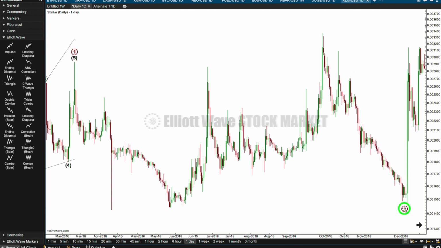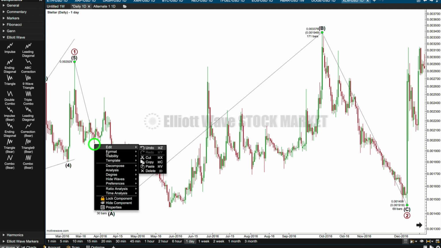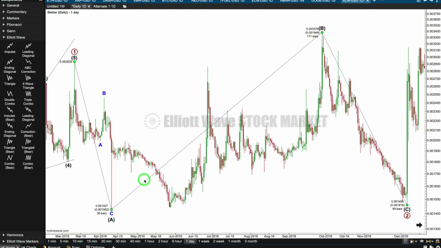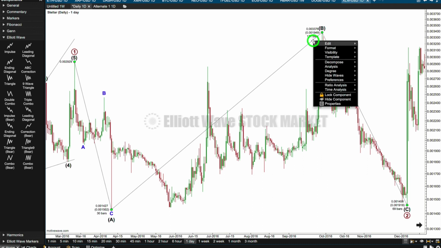2 looks like an expanded flat. That's a really common corrective structure. A looks like a 3, possibly a double zigzag. Is this the low? 0.001443. No. Put A there, so that's a zigzag. And B looks like possibly a double zigzag.